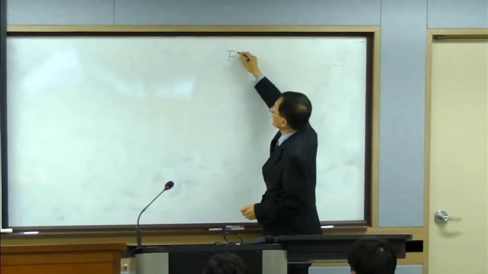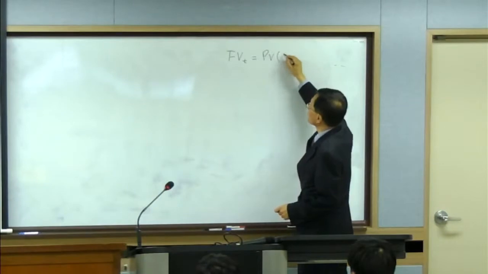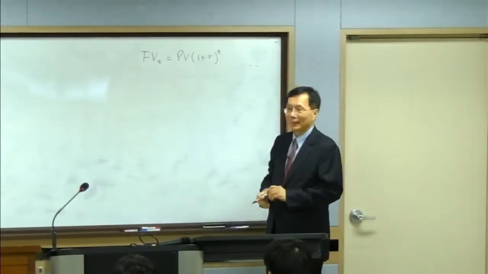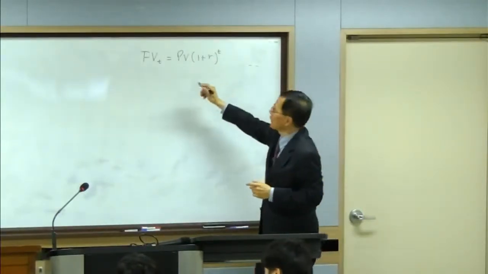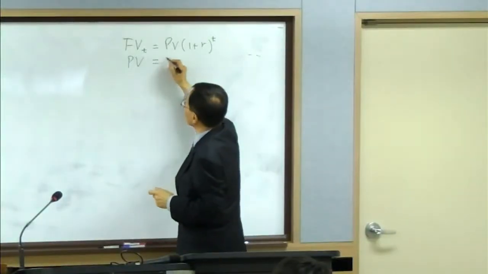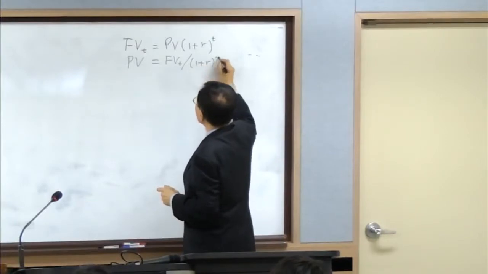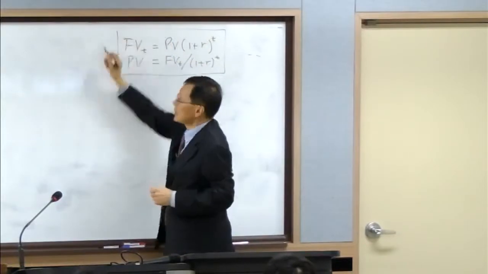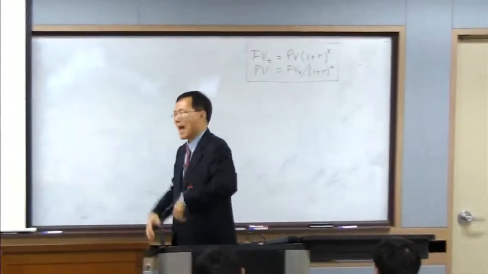You already saw that. Future value at time t is equal to present value times 1 plus r to the tth power. And the other side of this coin is present value is equal to future value at time t divided by 1 plus r to the tth power. Okay? This is all the formula that you need to memorize. Not just memorize, you should have it with you.